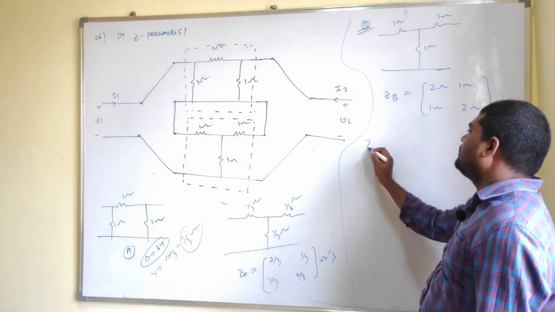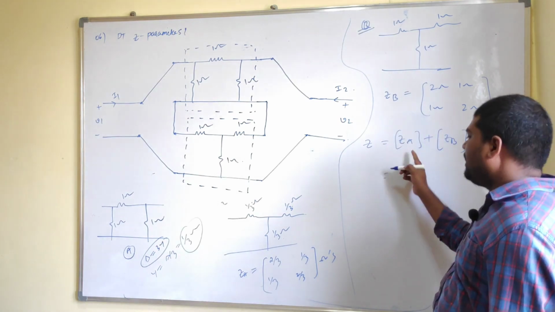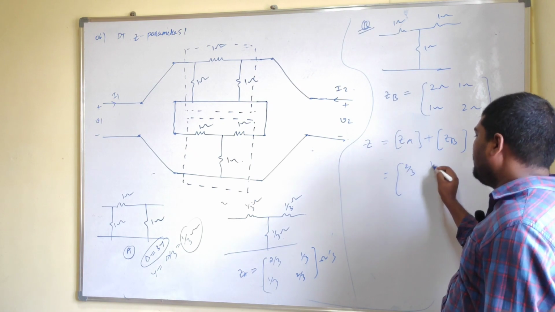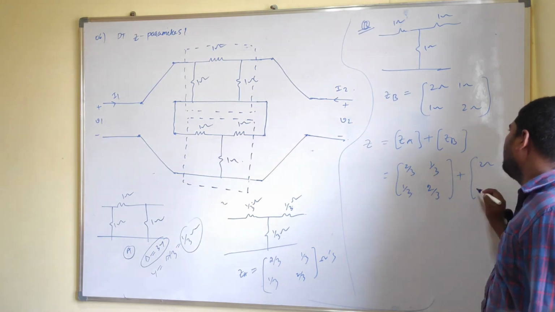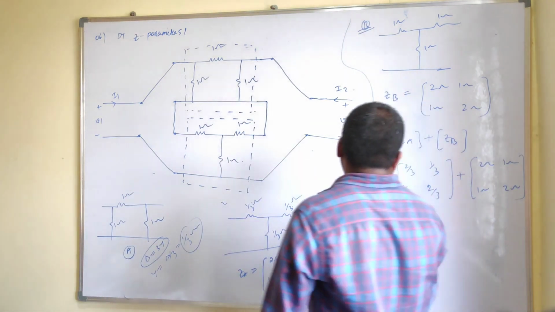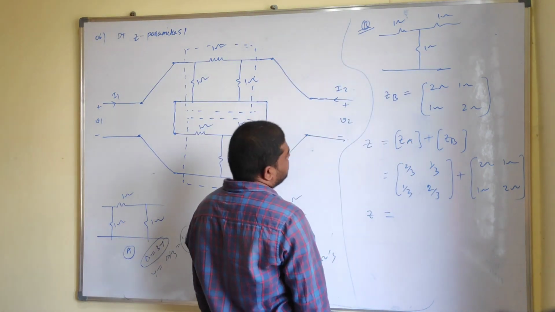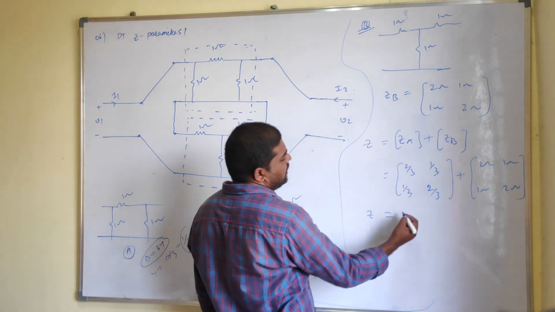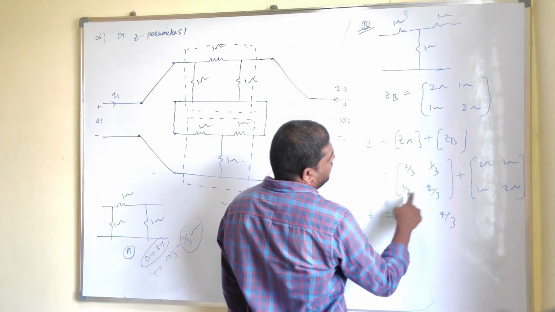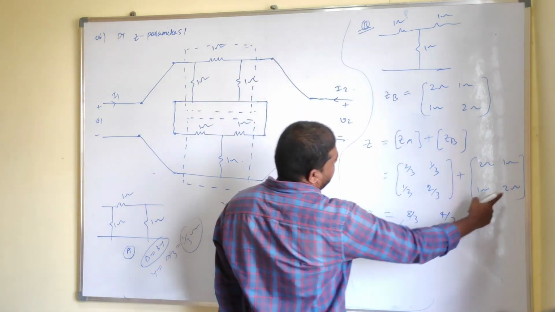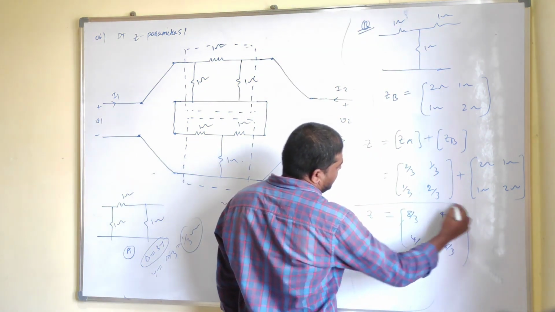Now the resultant matrix is Z equals ZA plus ZB. We already have the ZA matrix, that is 2 by 3, 1 by 3, 1 by 3, 2 by 3, plus 2 ohms, 1 ohm, 1 ohm and 2 ohms. So Z equals 2 by 3 plus 2, that is 6 plus 2 by 3, which means 8 by 3. Next, 1 by 3 plus 1 is 4 by 3, 1 by 3 plus 1 is 4 by 3, and 2 by 3 plus 2 is 6 plus 2, so 8 by 3. This is your resultant matrix.